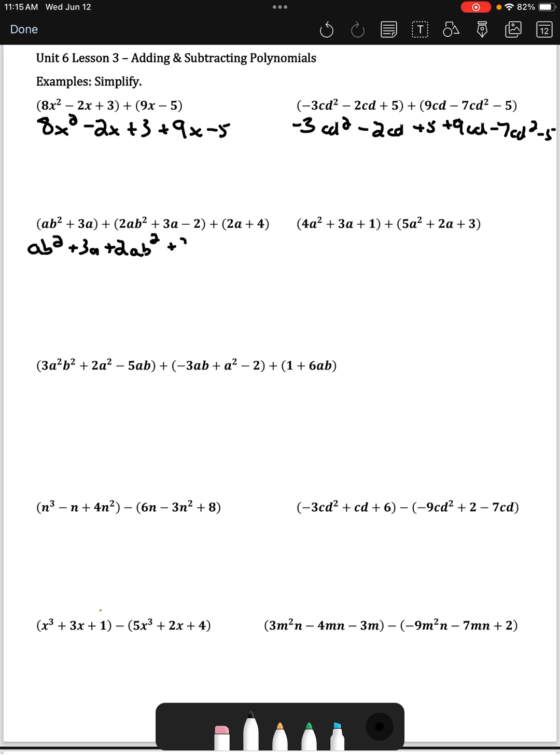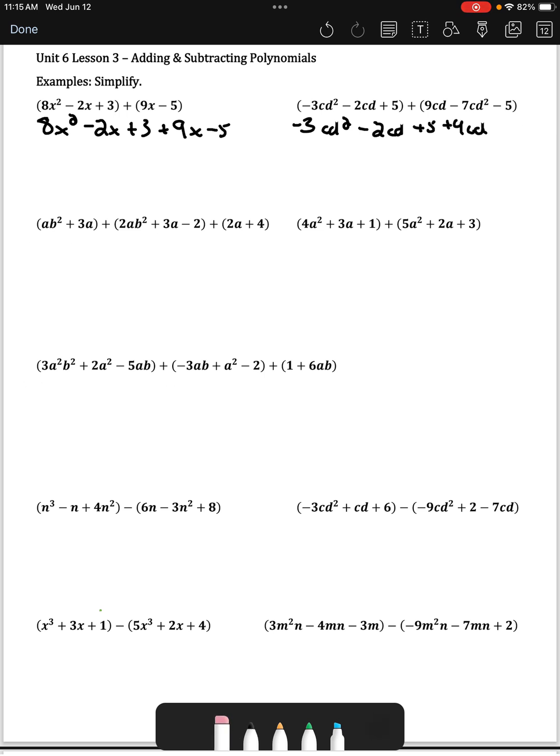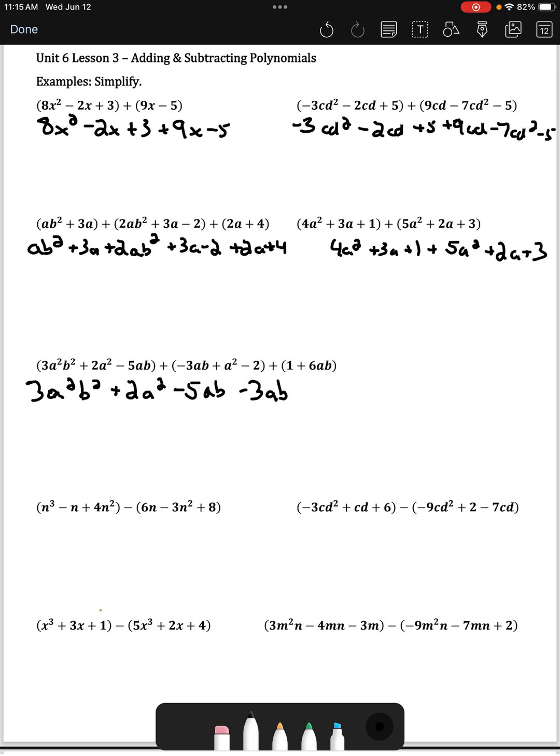So again, when we have addition in between parentheses, we can essentially act as though those parentheses don't even exist. They are completely superfluous, which is a big fancy word that means they don't matter in the slightest. So give me one moment to finish copying this last problem. Plus a squared minus 2 plus 1 plus 6.